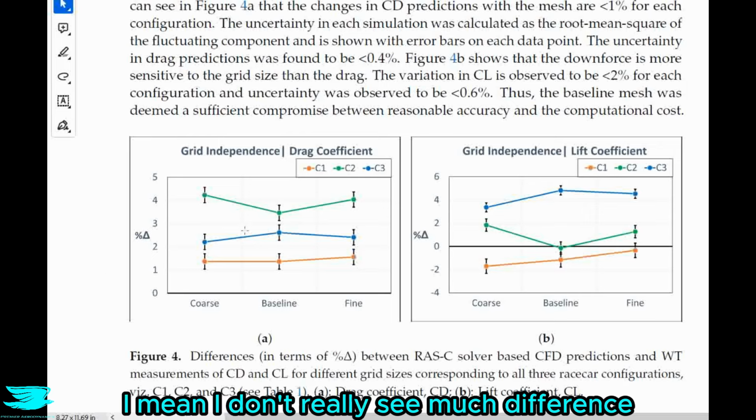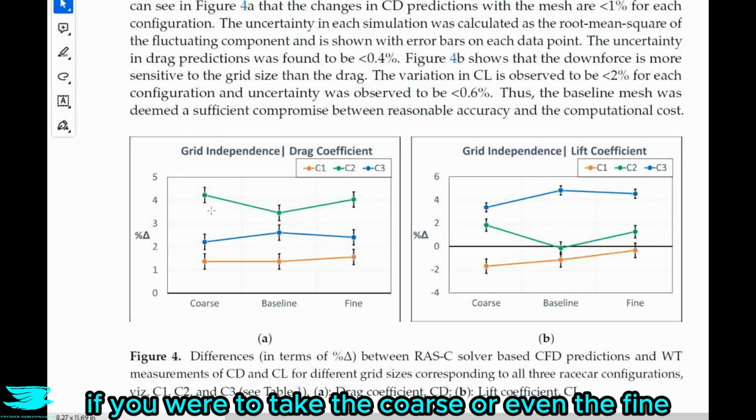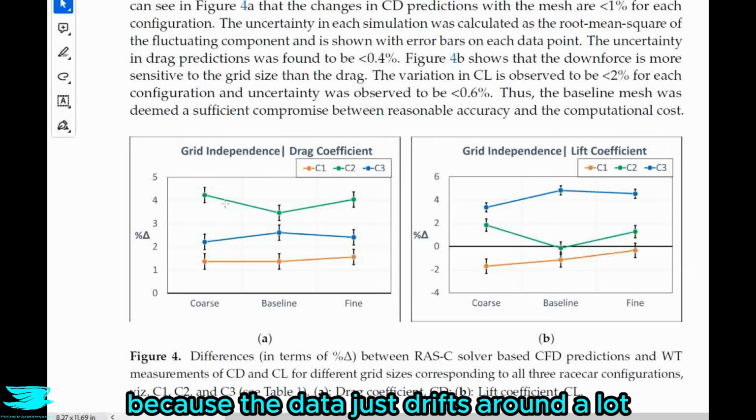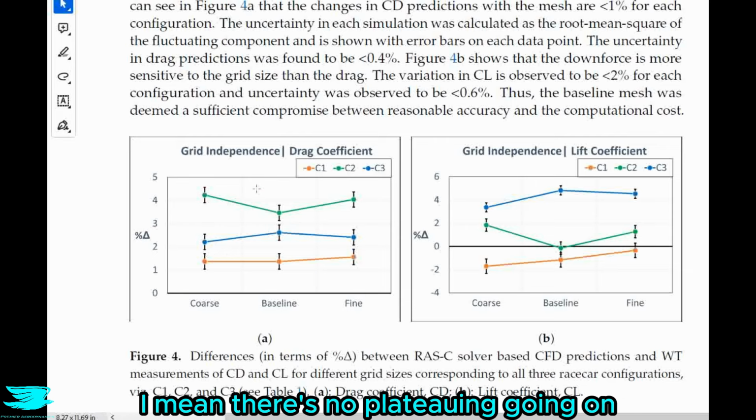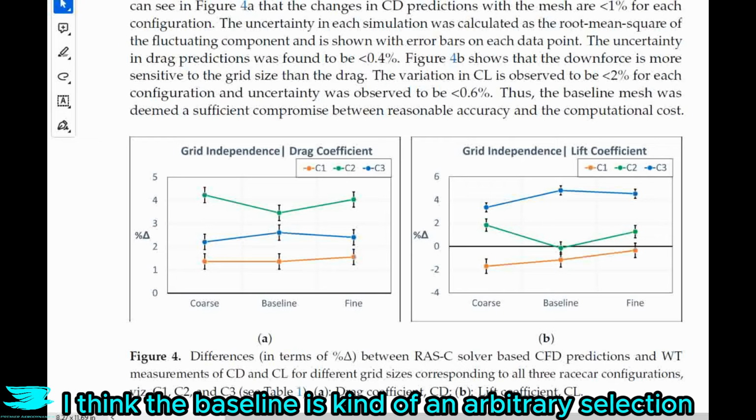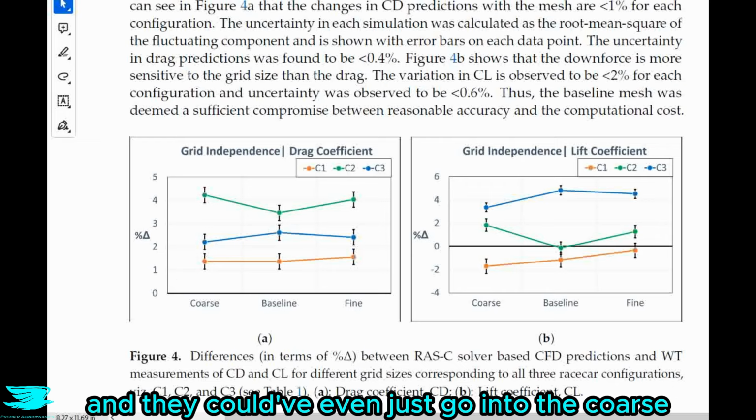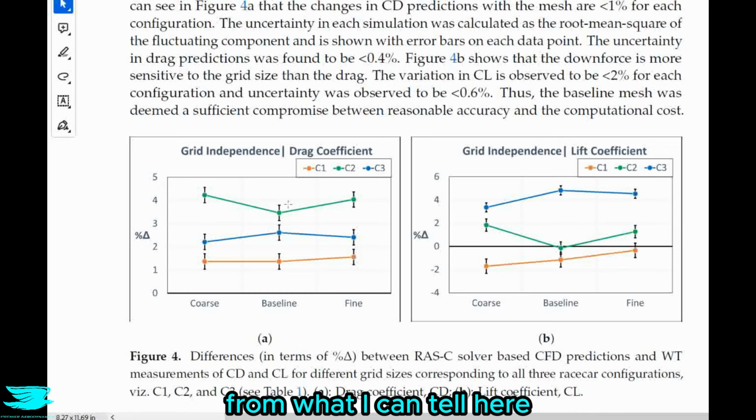I mean, I don't really see much difference if you were to take the coarse or even the fine because the data just drifts around a lot. I mean, there's no plateauing going on. So I think the baseline is kind of an arbitrary selection and they could have even just gone with the coarse from what I can tell here.